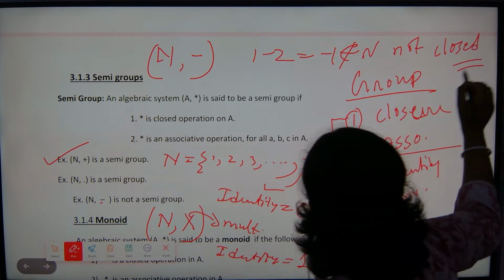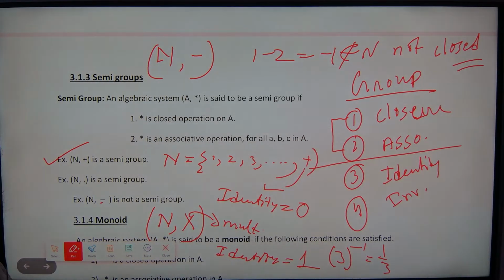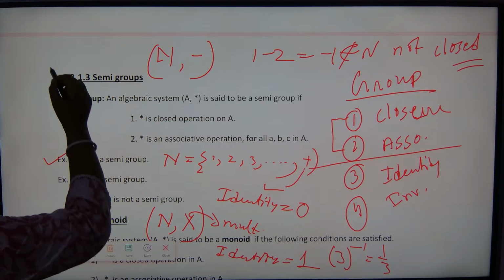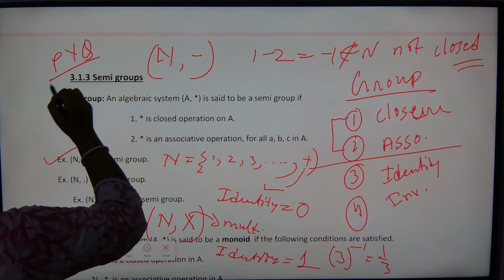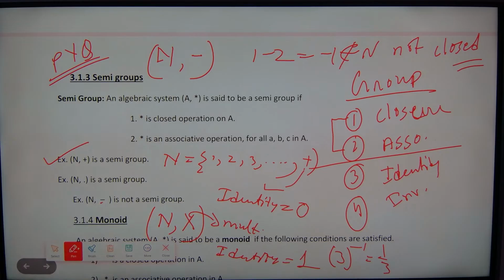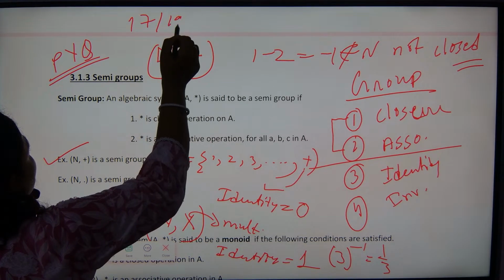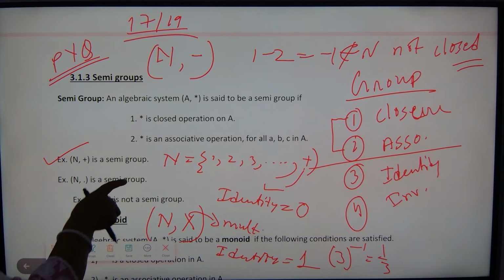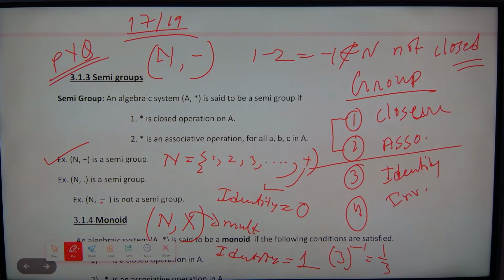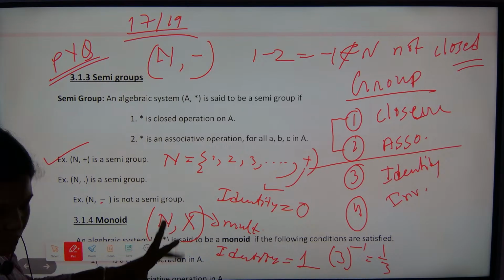Okay, another thing I am saying, here you have one PYQ with this semigroup, monoid, group. Question 17 or 19, in either of them there is a question, which one is semigroup, monoid, like that. It is all written.